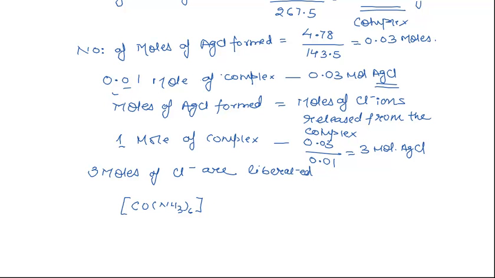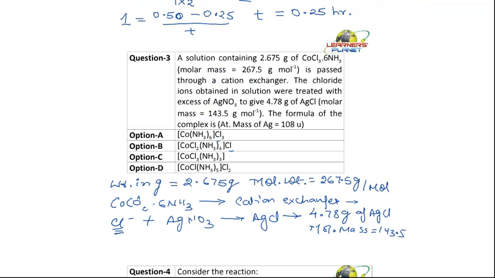It means what? All the chloride are present outside the complex. So your formula is this. Had it been 2 moles of chloride being liberated, it means there are 2 moles of chloride present outside, right? So this is the way we can find out. So what is the formula of the complex over here? It is hexaamminecobalt(III) complex, right?